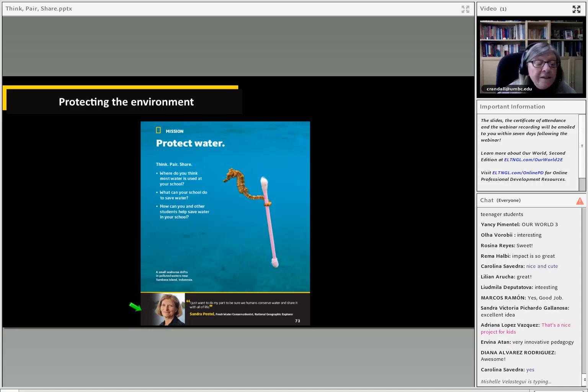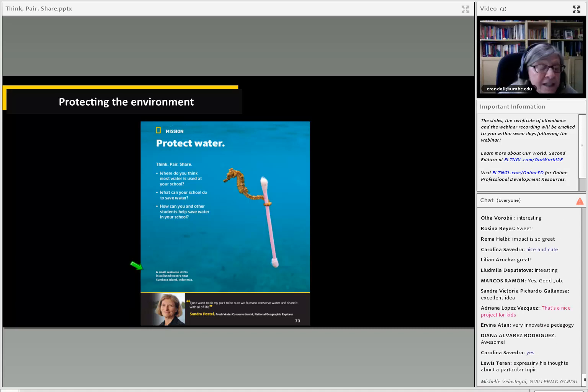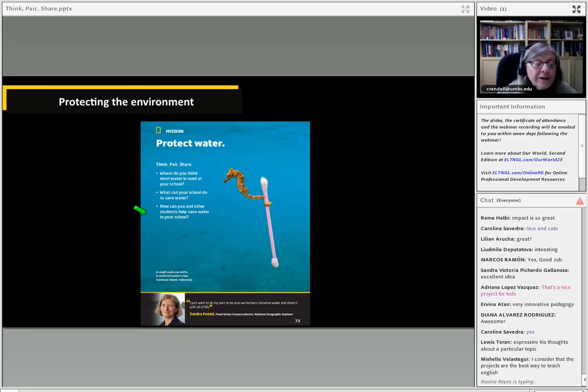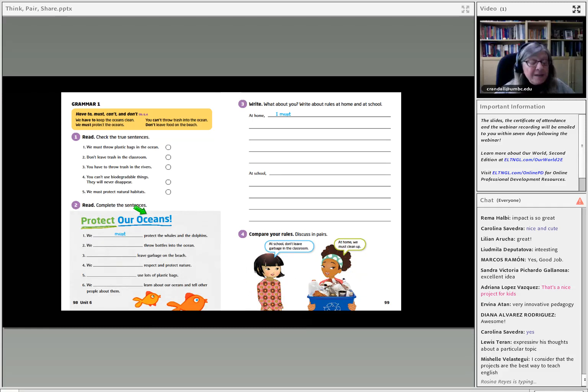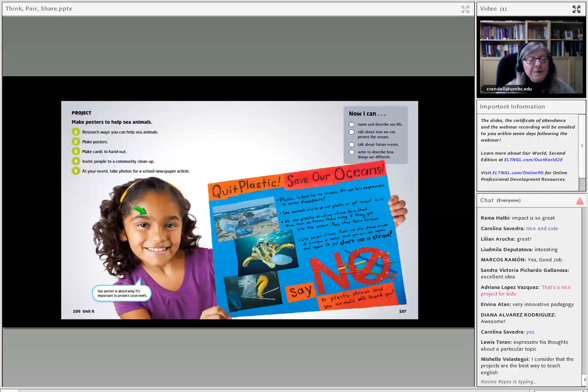And so here we have personalizing it first. Where do you think the most water is used in your school? So let's not talk about the oceans. What can your school do to save water? And how can you and other students help save water? I'm seeing that we haven't got a lot of time left, so I'm going to go a little faster.